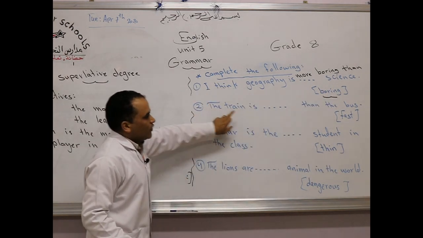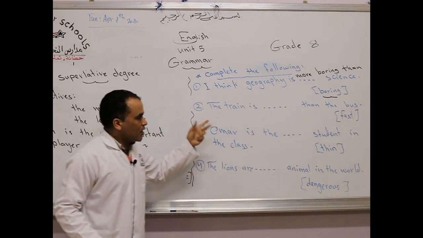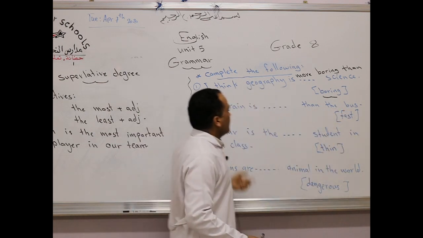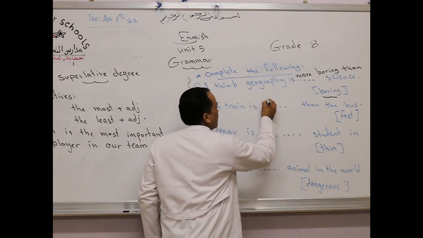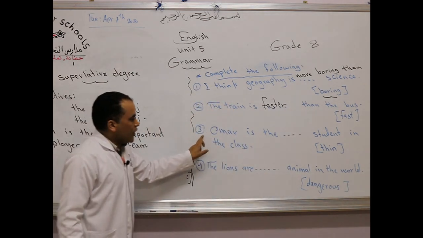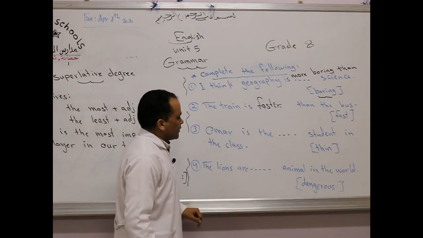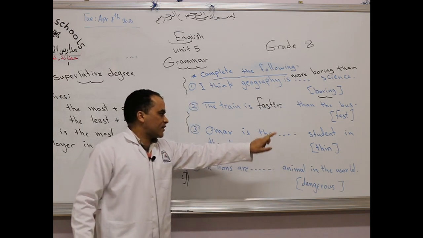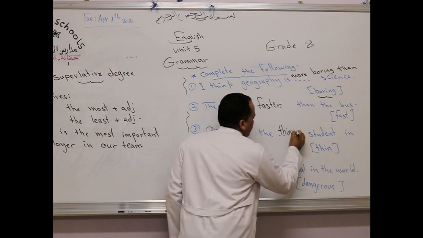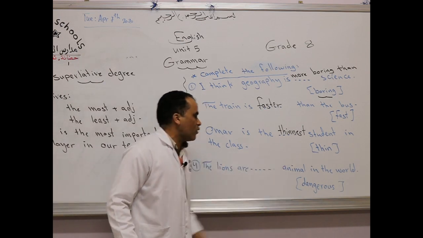Number 2, the train is faster than the bus. In this sentence, I made a comparison between the train and the bus. Short adjective, the train is faster than the bus. Number 3, Omar is the thinnest student in the class. We make a comparison between Omar and the rest of the students in our class.